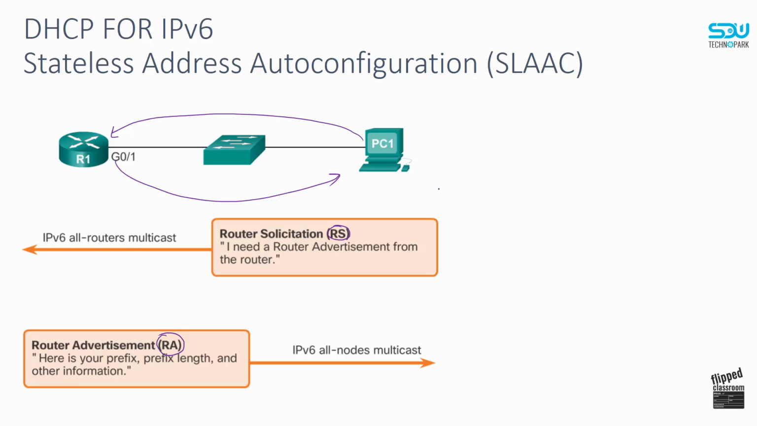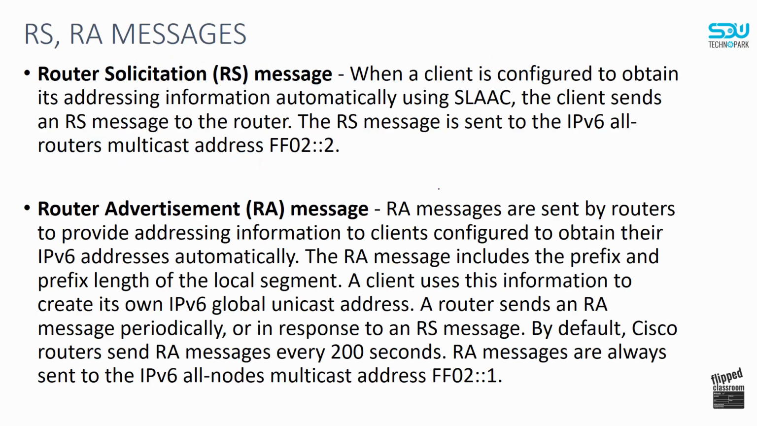Well, when our router gives a reply, we can have different variants. And by the way, let's just take a look at some information about our RS and RA messages. When a client is configured to obtain its address information automatically using SLAAC, stateless address autoconfiguration, the client sends an RS message to the router, and the RS message is sent to the IP version 6 all routers multicast. It is sent to this special multicast IP address.